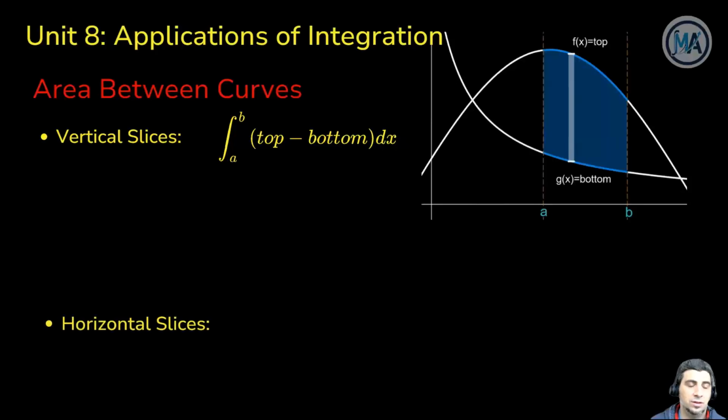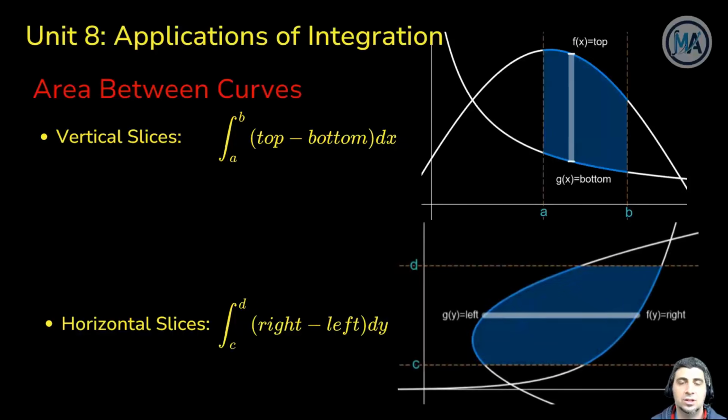The second way is with horizontal slices, and this is when you integrate from right to left in terms of y. This is where slicing the region horizontally is going to be more beneficial. You always subtract in these situations, and it's either going to be top minus bottom or right minus left.